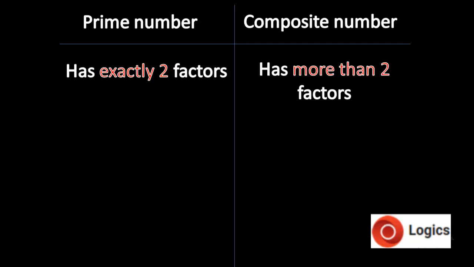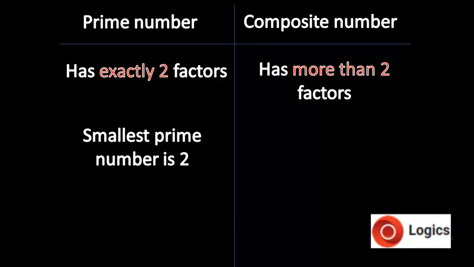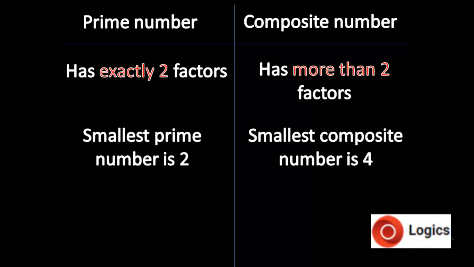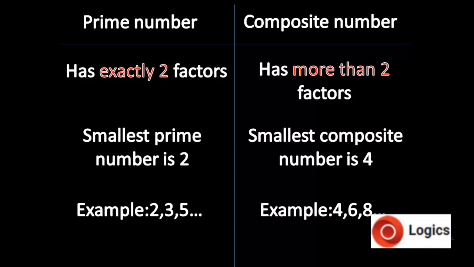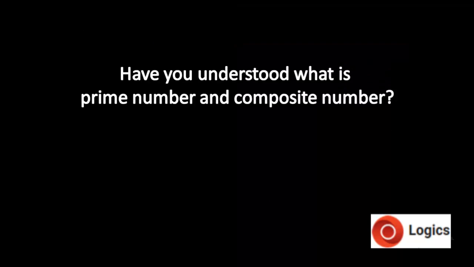Now, let's differentiate between prime number and composite number. Prime number has exactly two factors, whereas composite number has more than two factors. Smallest prime number is 2, whereas the smallest composite number is 4. Examples of prime number are 2, 3, 5 and so on, whereas the examples of composite number are 4, 6, 8 and so on.